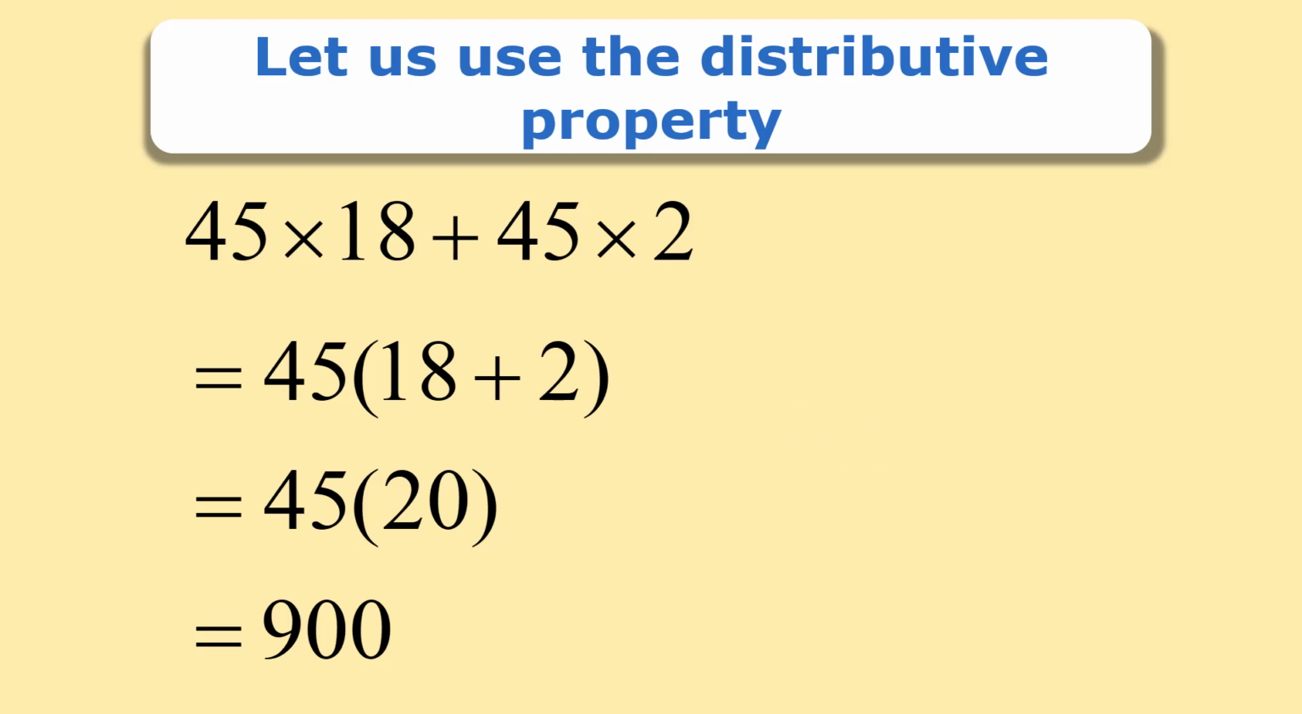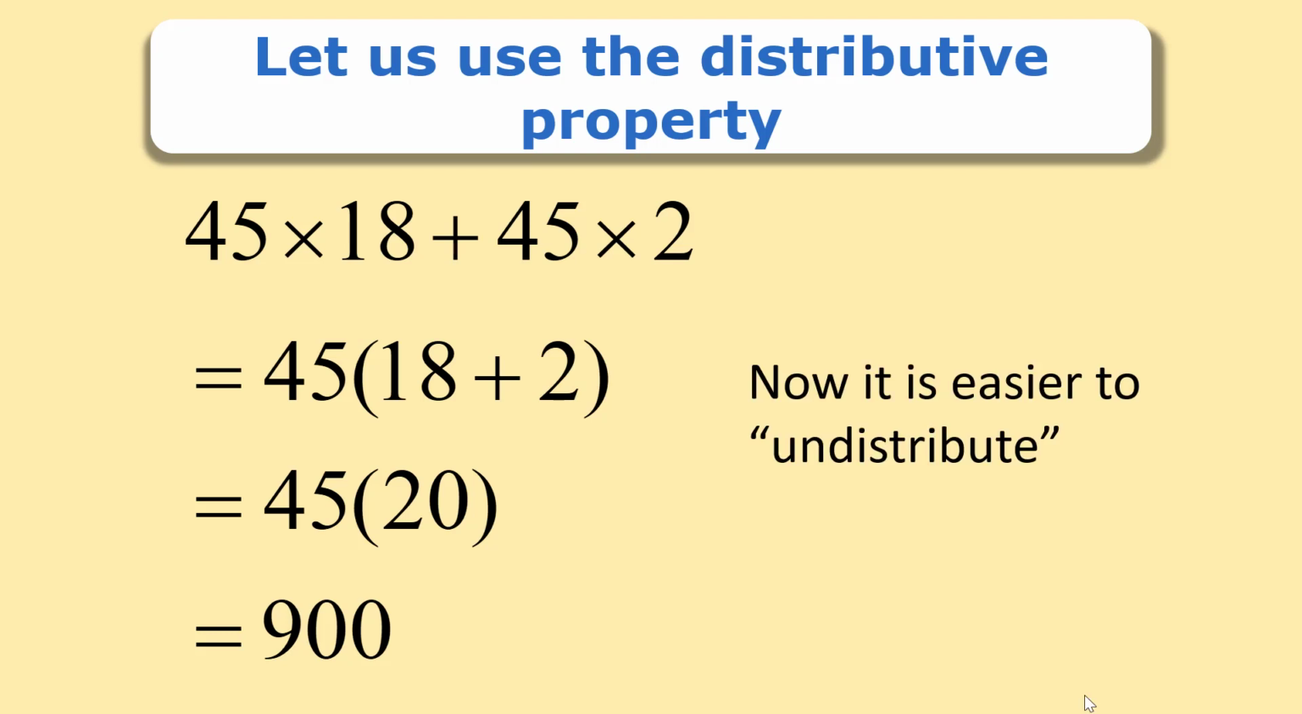So depending on the situation, we will sometimes distribute to make calculations easier and sometimes undistribute or factorize to make calculations easier. The more properties you know and understand, the easier the calculations are.